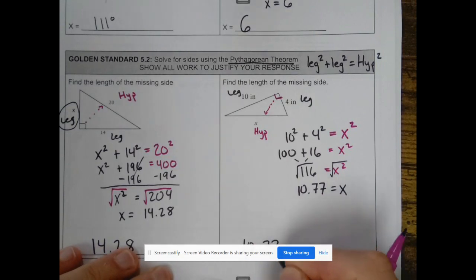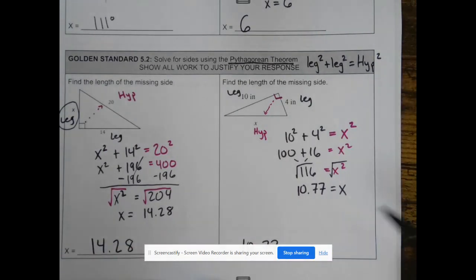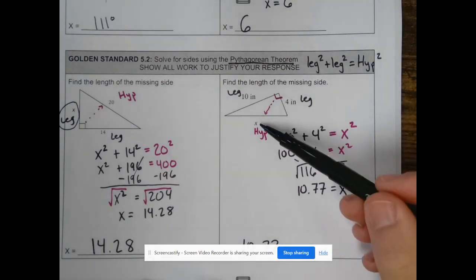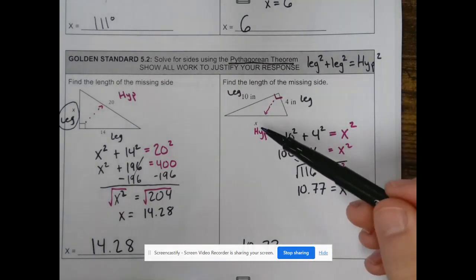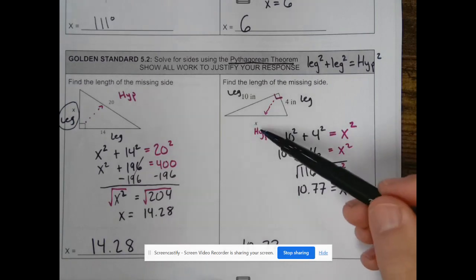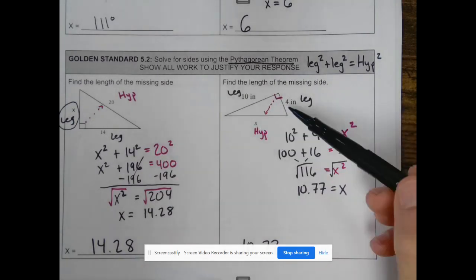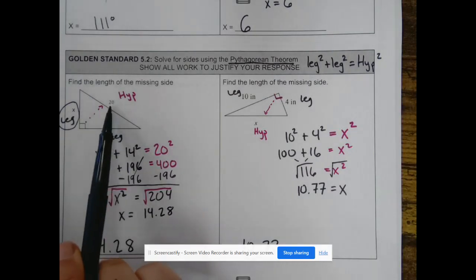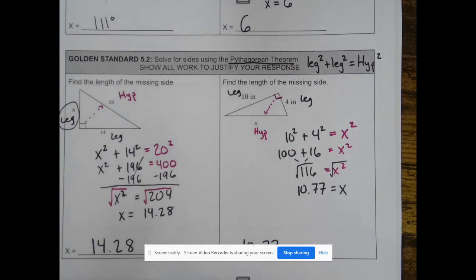Now, how do I know if I'm correct? Well, the most important part here, 10, 4, 10.77. Which number must be the biggest number? The hypotenuse. If my hypotenuse, my answer I get, is not bigger than both legs, it'd be incorrect. Same on this side. If the answer I got for my leg was bigger than the hypotenuse, I'd want to check my work. All right, that's Golden Standard 5.2.